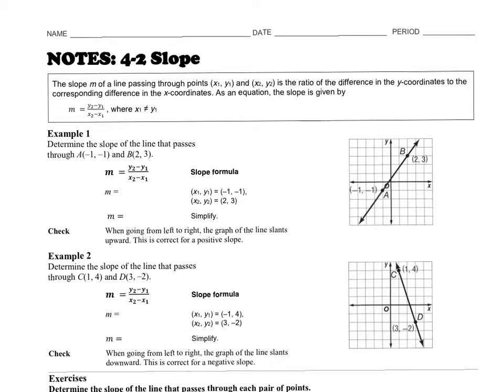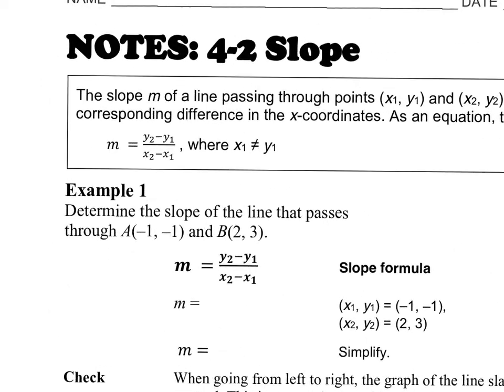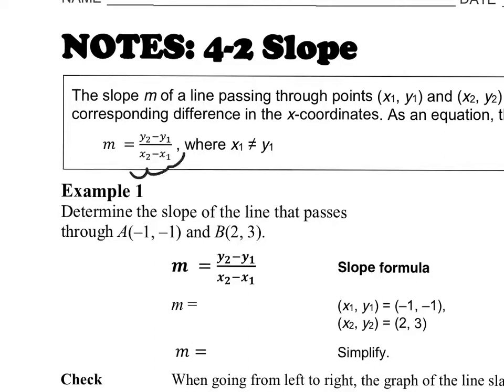Okay, notes 4-2 slope. So the slope M of a line passing through points x1, y1, and x2, y2 is a ratio of the difference in the y coordinates to the corresponding difference in the x coordinates. As an equation, remember, we did this. This is our little equation. This is the important part that we need right there. So remember, we said y2 minus y1 over x2 minus x1 was slope.